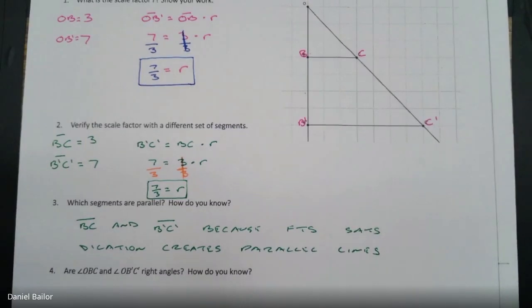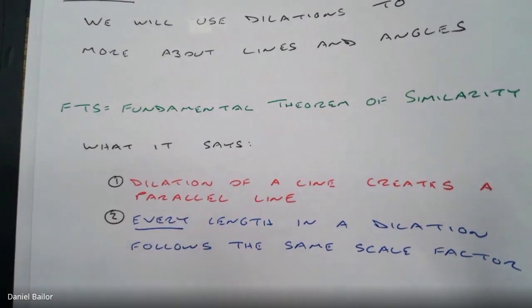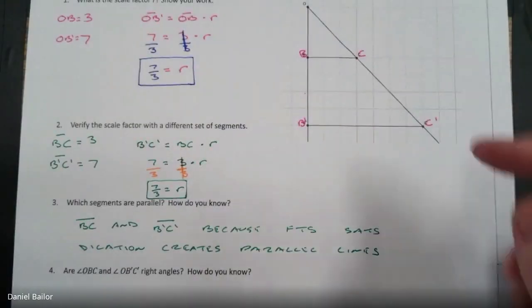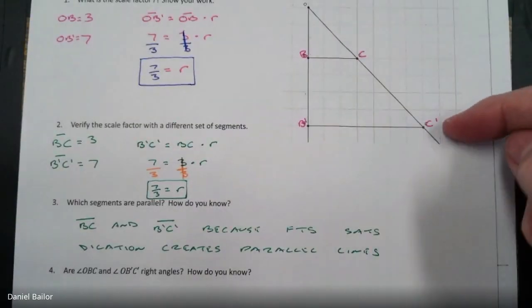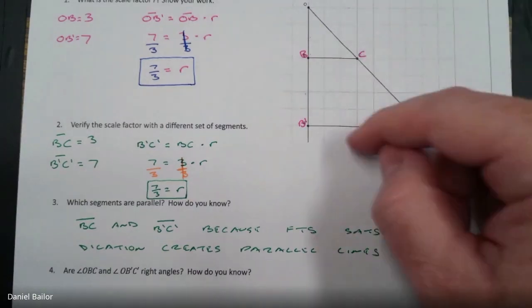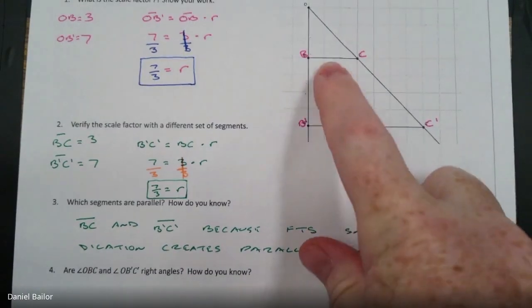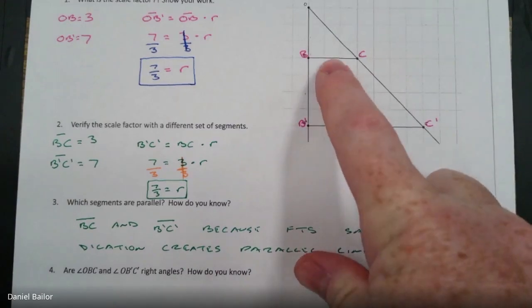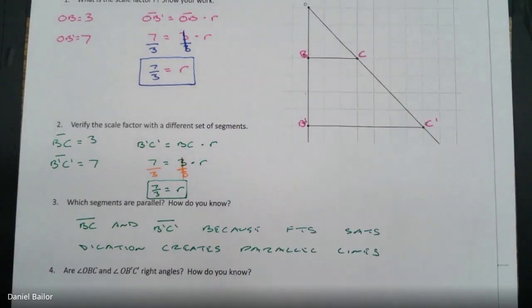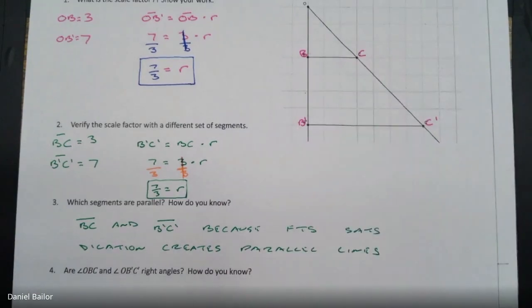Remember, it was number 1. Dilation creates parallel lines. So BC and B prime C prime are parallel because this was a dilation. A dilation made them parallel. They have to be parallel because B prime C prime was dilated from BC. Because a dilation made this, it has to be parallel. It came from a dilation.